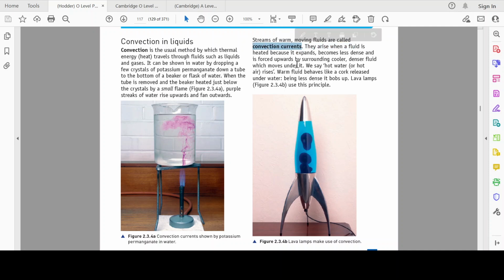The reason that happens is because when heated, it expands and it becomes less dense. So if the water is even a bit warmer at the bottom than at the top, it is comparatively less dense because it is expanded, and we've talked about expansion in the kinetic particle model, and so it's going to rise to the top. The cold water is going to come down, and that sets up a current, and that is how the heat energy is being transferred through the water. And with the movement of water itself, the potassium permanganate is spreading throughout the water, as you can see in the image.